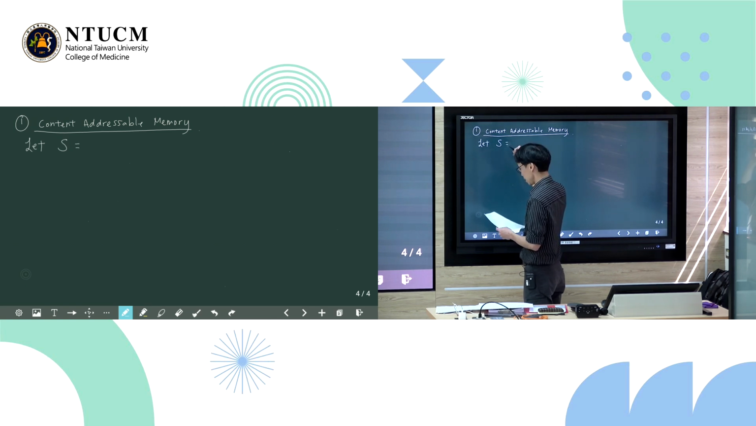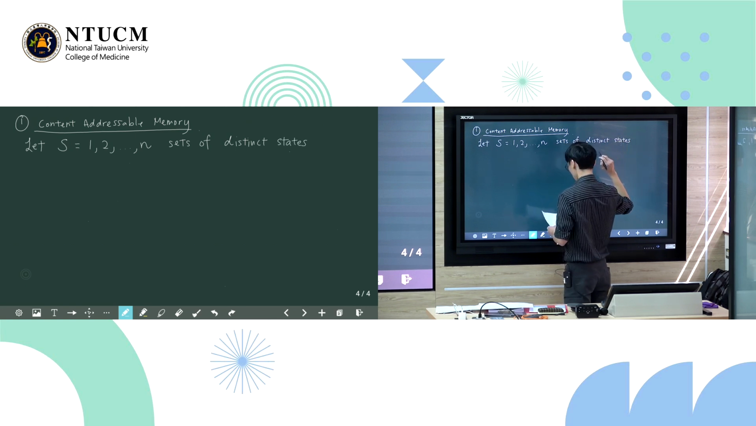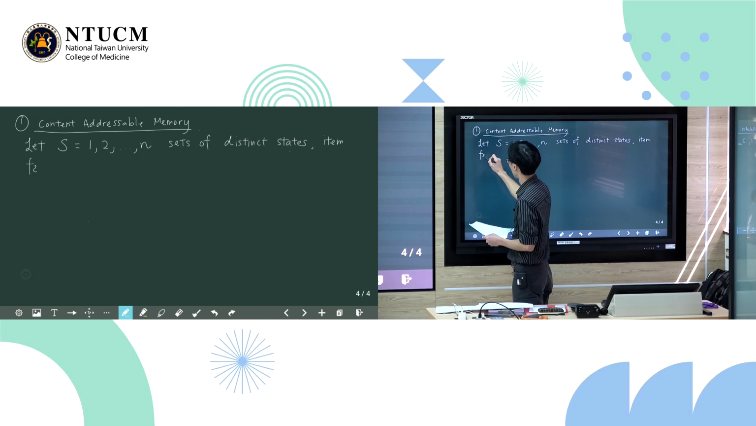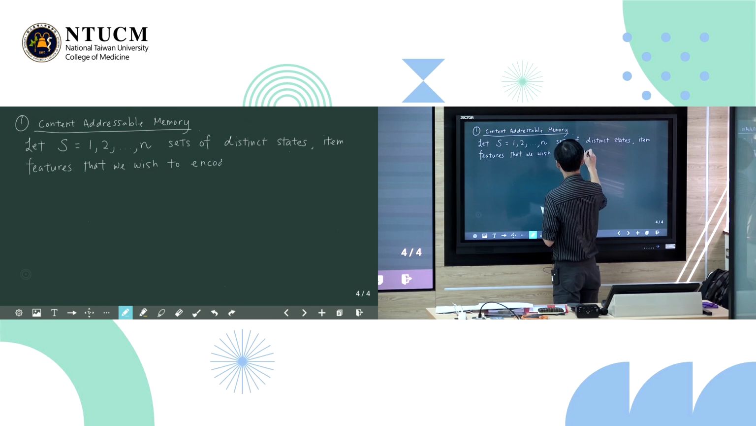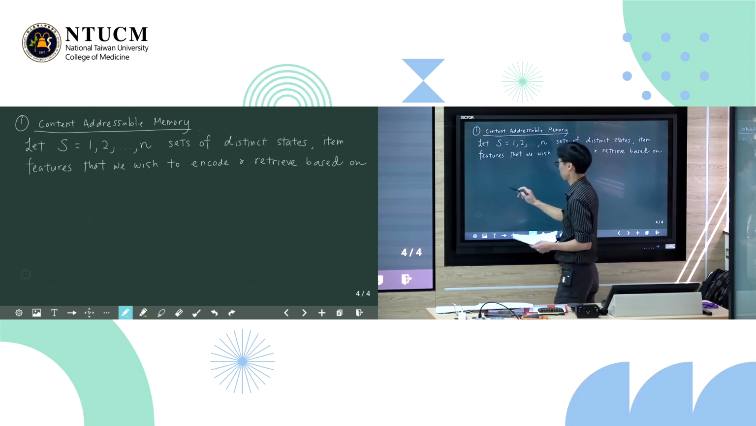So let S be the numbers 1, 2, up to n, and let them be sets of distinct states, or item features, that we wish to encode and retrieve based on item features.